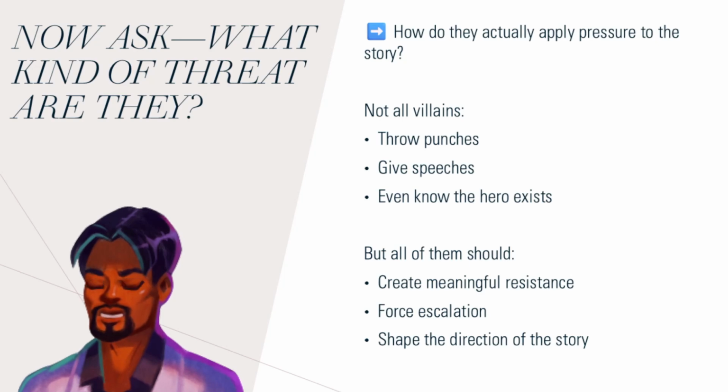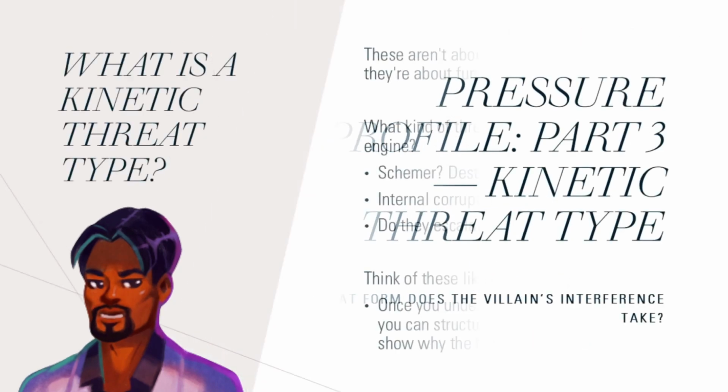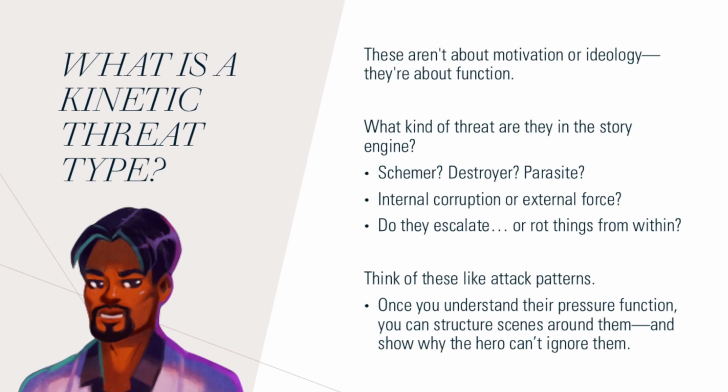This is where the third pressure point comes in. Part 3. Kinetic Threat Type. There are 10 distinct forms of story pressure an antagonist can exert. These aren't about motivation. These aren't about ideology. They're about function. What kind of threat are they in the story engine?